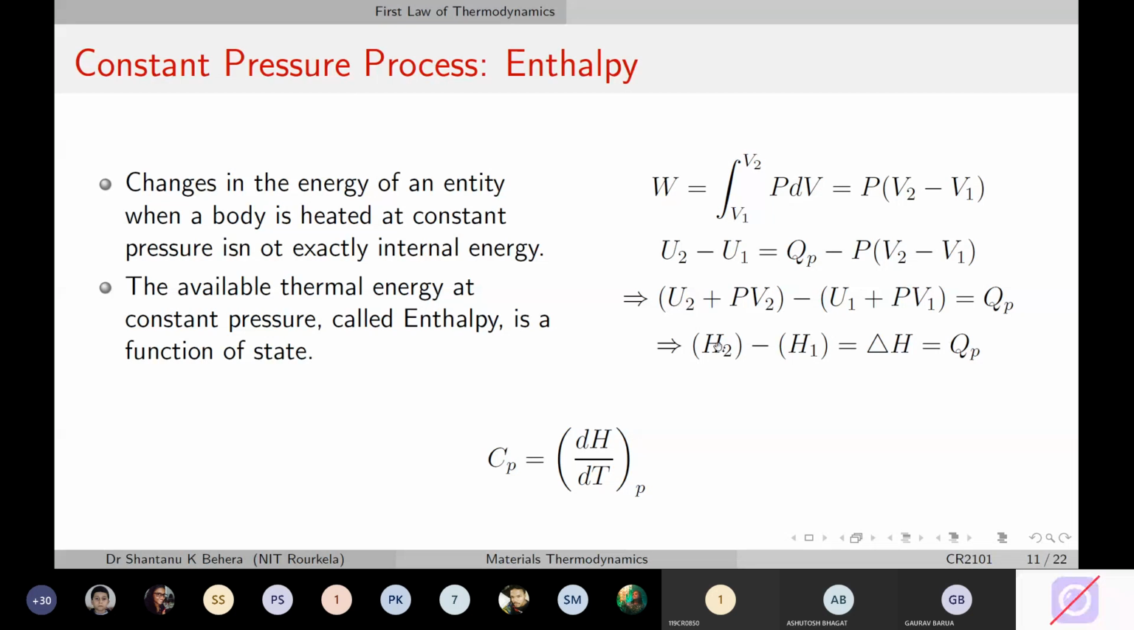And likewise, you calculate CP. CP is dH by dT at constant pressure. So you have CV as dU by dT and CP as dH by dT. And there is a functional relationship between CP and CV that I think you are aware of. CP minus CV for ideal gases would be the gas constant, the universal gas constant, R.